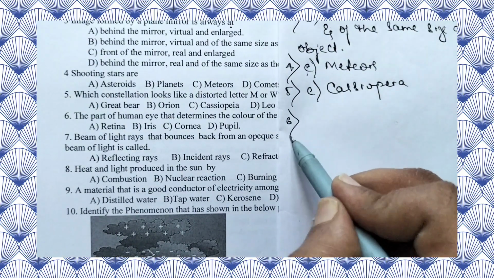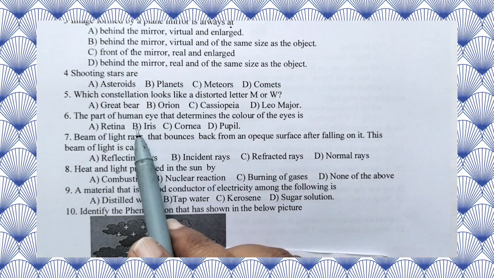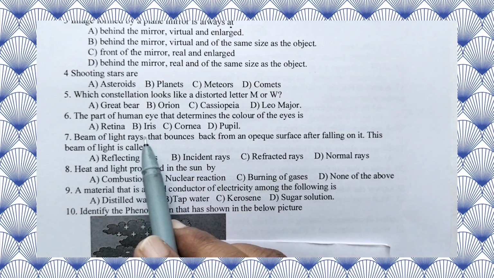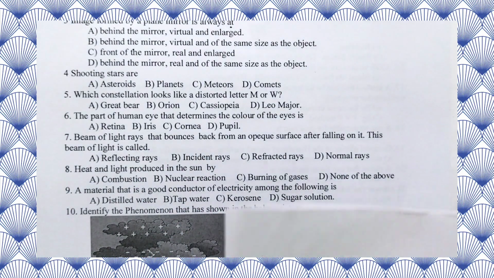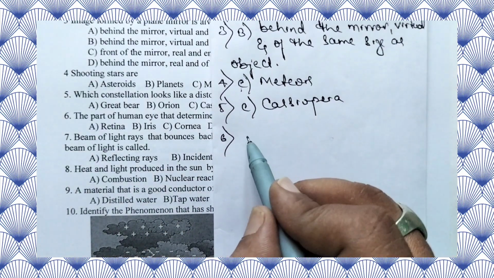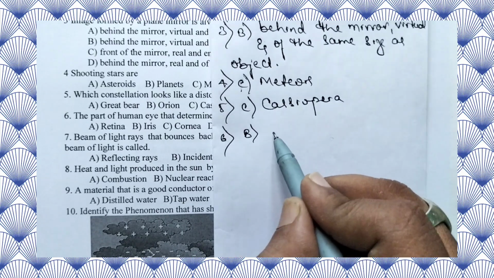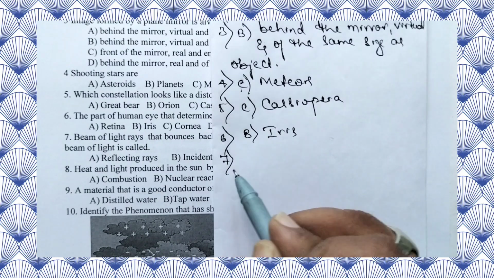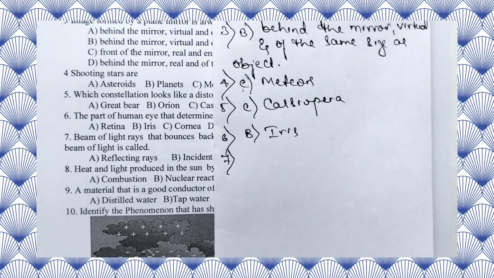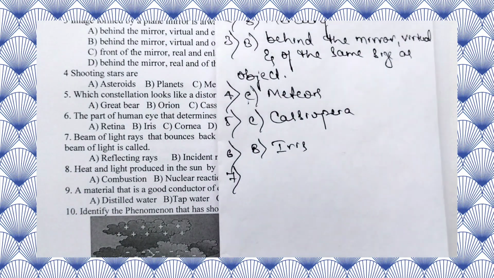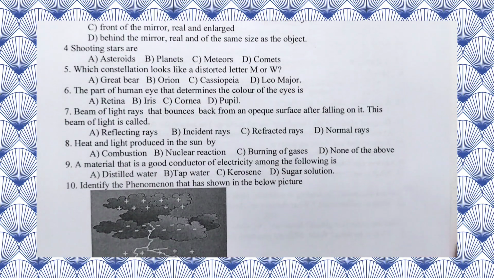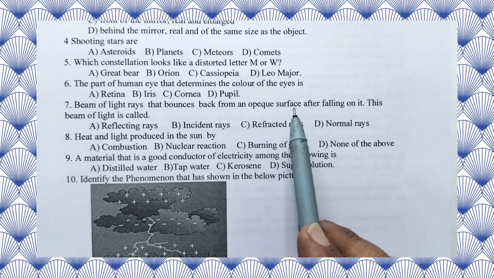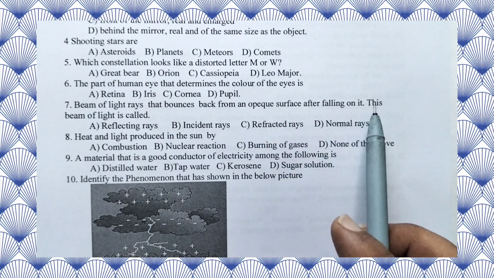Now let us move to the sixth question. The part of the human eye that determines the color of the eye: retina, iris, cornea, pupil. So the part of the eye that determines the color is option B, iris. Different people have different colored eyes, because the color of the eye is due to the iris. Iris is responsible.